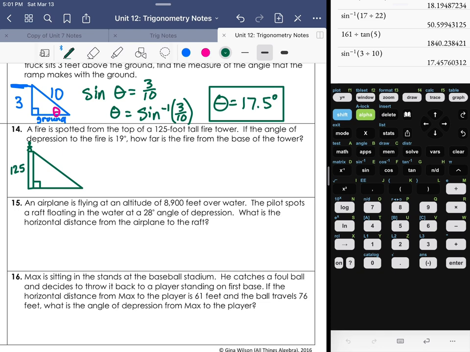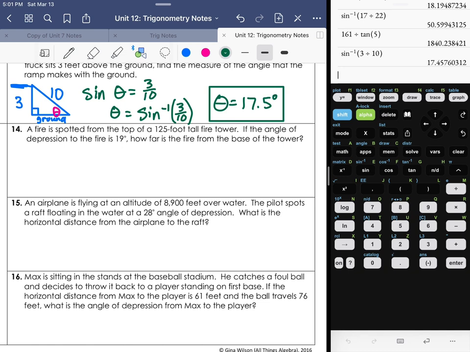Actually, let me change the color so that this stands out a little bit. Okay, so it's 125 feet to the top of the tower. And the angle of depression to the fire is 19 degrees. I've drawn my triangle upside down. I've drawn it like it was an angle of elevation, and it's not. So I'm going to have to start over. So sorry. I just realized I can't make this look right. Okay, so let me redraw the triangle.